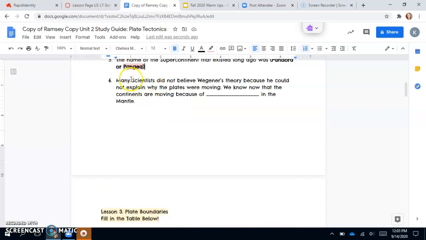Number 6 says, many scientists did not believe Wegener's theory because he could not explain why the plates were moving. We now know that the continents are moving because of blank in the mantle. The answer here are convection currents.